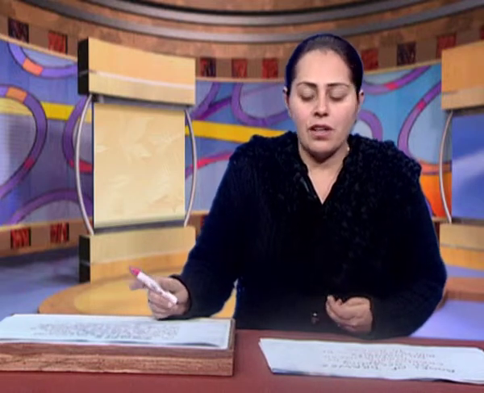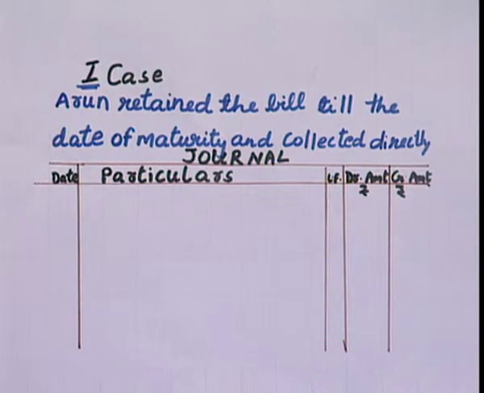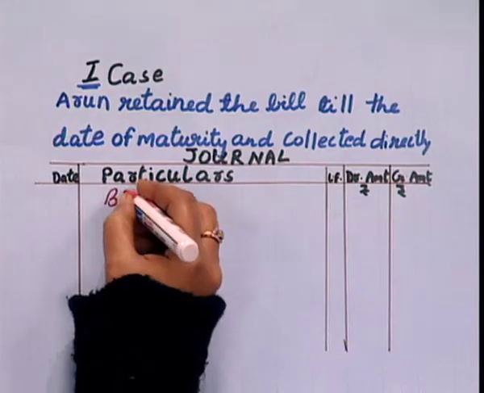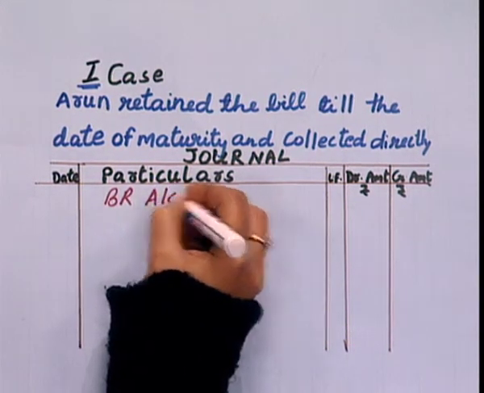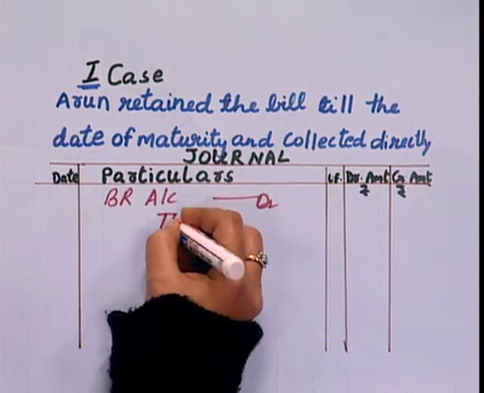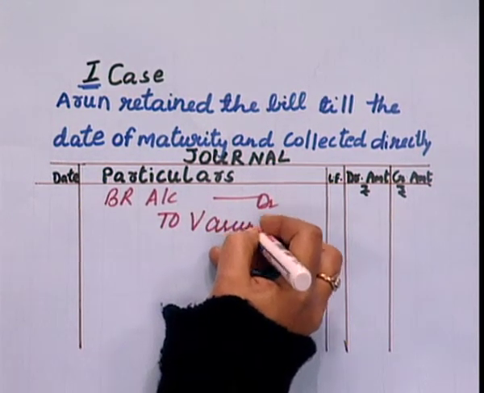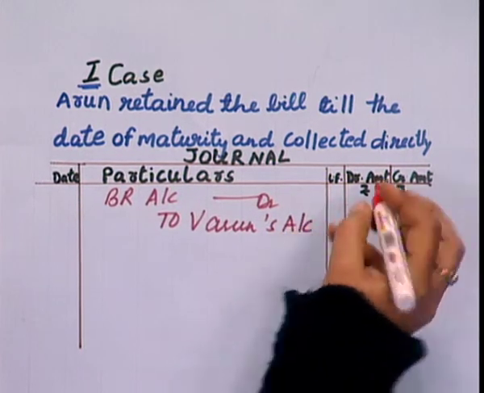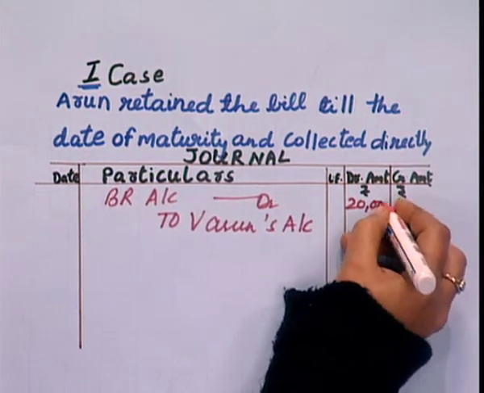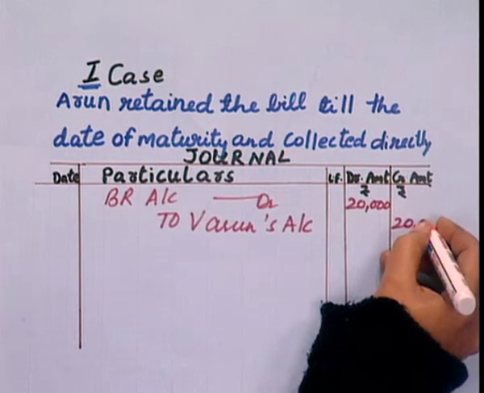Here, Arun has drawn the bill, so he is the drawer of the bill, while Varun, who has accepted the bill, is considered to be the drawee. Now, let us see the entries. The first case with us is Arun retained the bill till the date of maturity and collected directly. The entry is bill receivable account debit to Varun's account. Debit amount rupees 20,000, credit amount rupees 20,000.